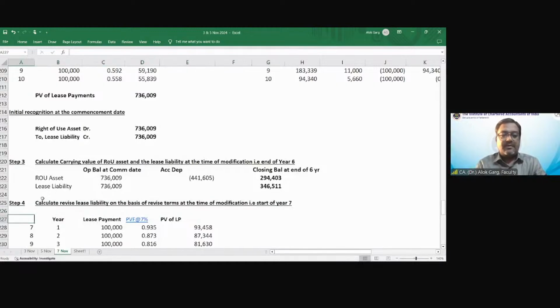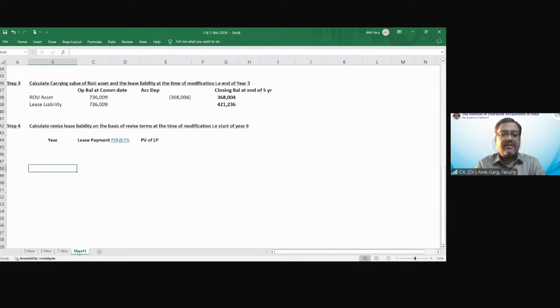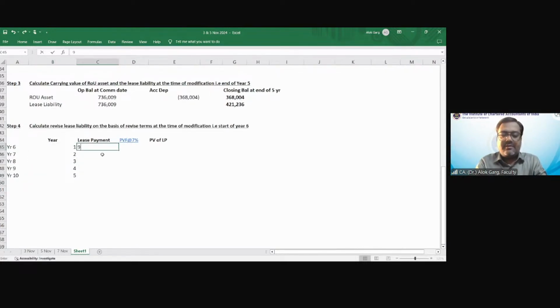Okay. So what is my year? Year number 6, 7, 8, 9, 10, right? ठीक है ना? ये year 6, 7, 8, 9, 10. 5 years. और यहां से काउंट में क्या आएगा? 1, 2, 3, 4, 5. लीज पेमेंट कितनी है? 95,000. Okay. What is my present value factor?